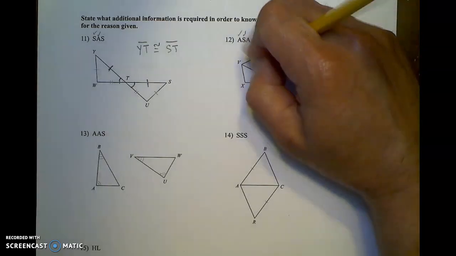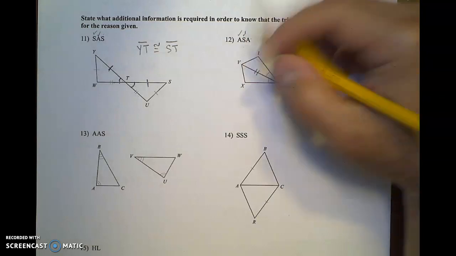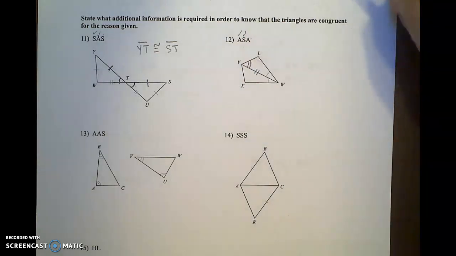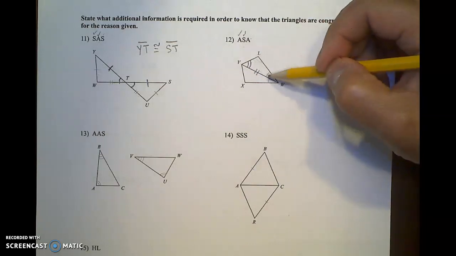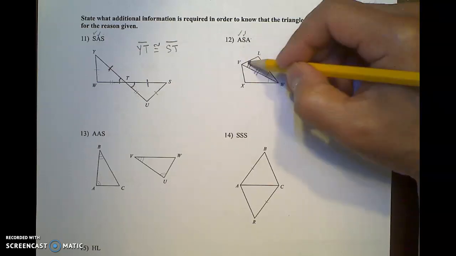Okay? So we're going to change our angle placement here, and we're going to pick this angle right in here. If we pick that angle, now you see here's our two tick mark angles. The side is in between, right? So we want this angle.